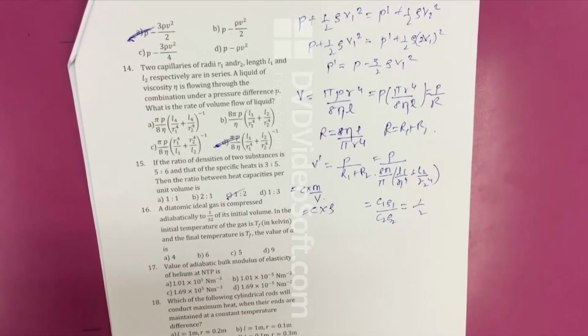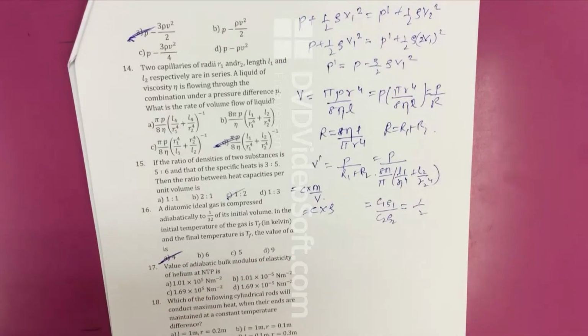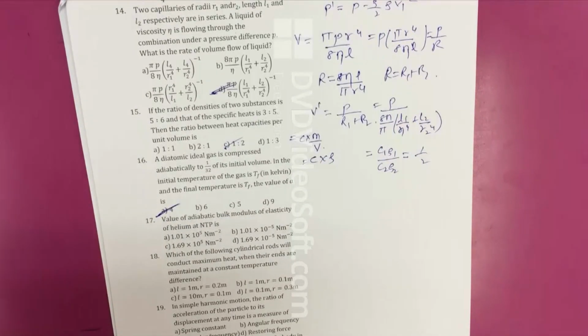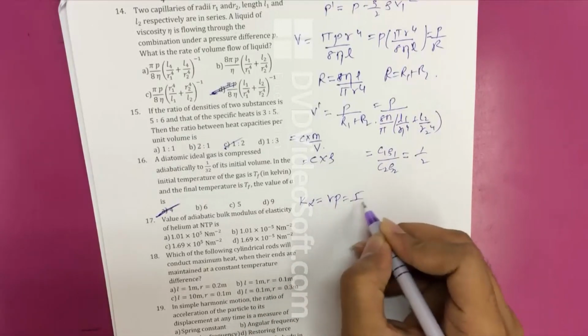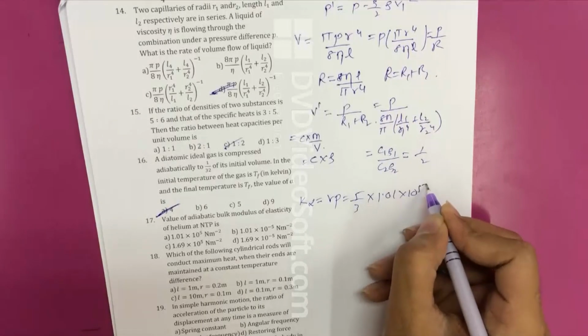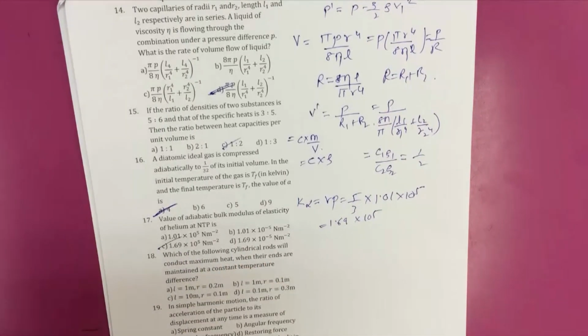Question 16. A diatomic ideal gas is compressed adiabatically to 1 by 32 of its initial volume. If the initial temperature of the gas is Ti and the final temperature is Tf, the value of a is, the correct answer would be 4. Question 17. The value of adiabatic bulk modulus of elasticity of helium at NTP is K equals gamma P, which is 5 by 3 multiplied by 1.01 multiplied by 10 raised to 5. Answer is 1.69 multiplied by 10 raised to 5. That is option C is the correct answer.